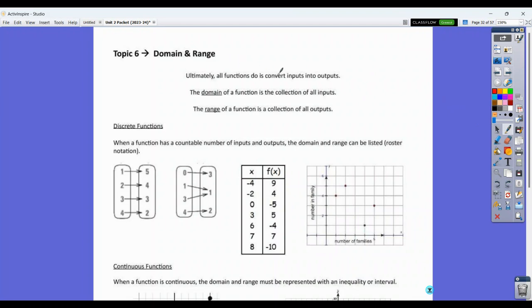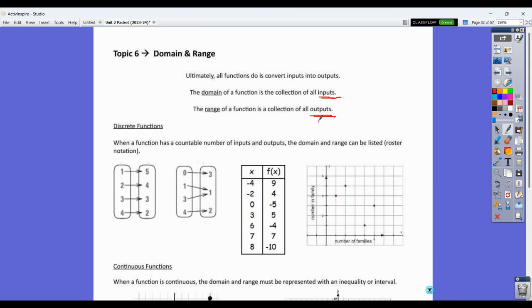Ultimately, all functions do is just convert inputs into outputs. So that's what a function is for, to convert inputs into outputs. The domain of a function is a collection of all of the inputs. So essentially ask yourself the question, what are all of the inputs, and that's the answer to the domain. And then the range of the function is a collection of all outputs. So the range is the outputs.